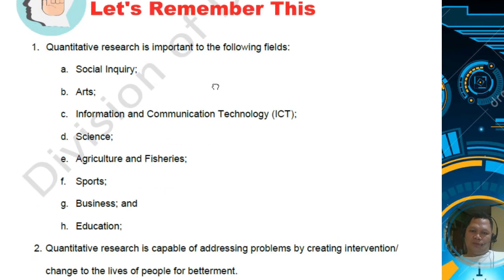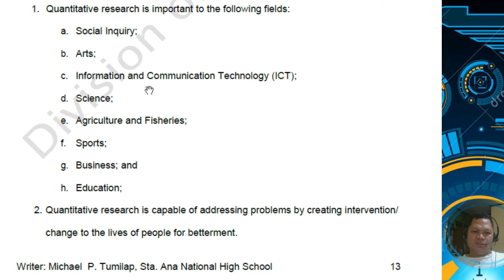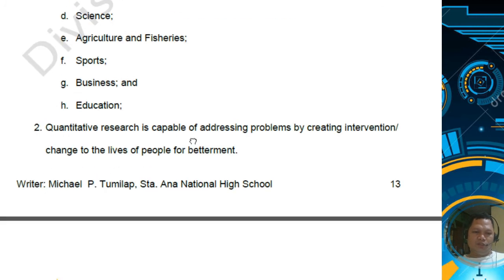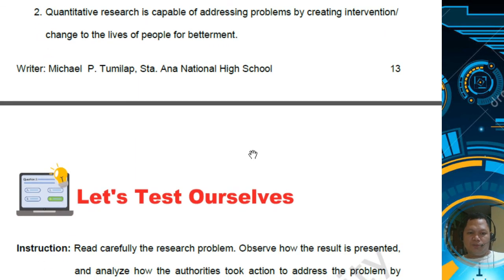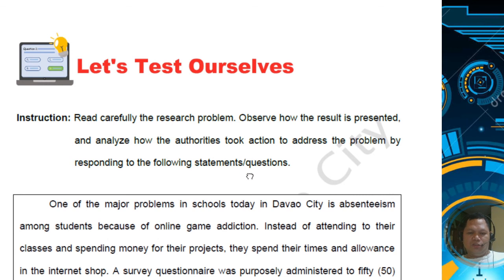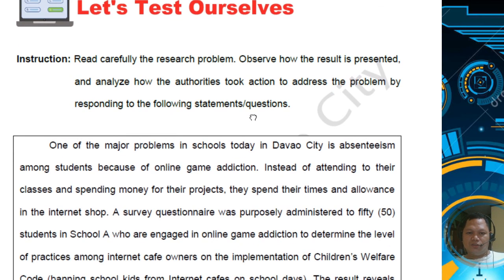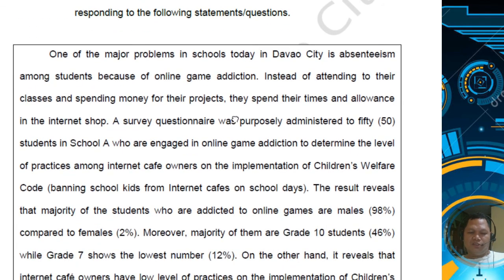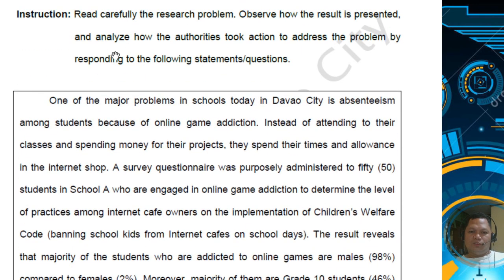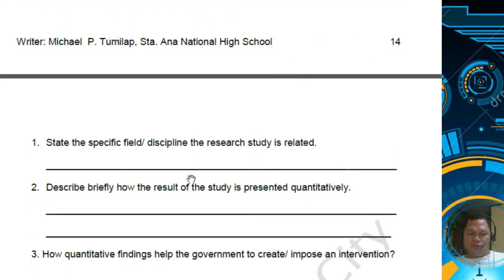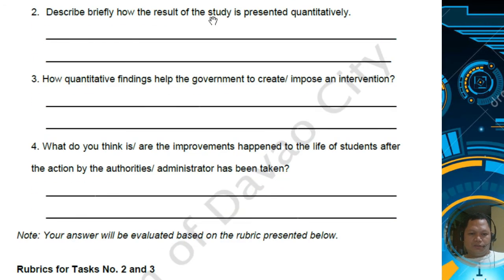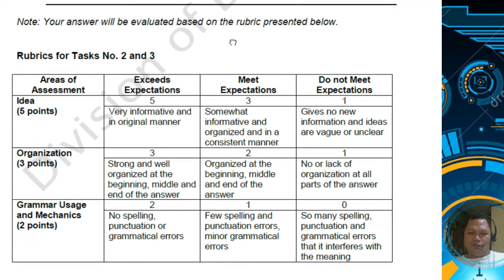Quantitative research is important to the following fields: social inquiry, arts, ICT, science, agriculture and fisheries, sports, business, and education. Quantitative research is capable of addressing problems by creating interventions, bringing change to the lives of people for betterment. So you answer this test yourselves, the same as the example. Read carefully the problem, then answer these questions here. Then the rubrics, just read this in your module.